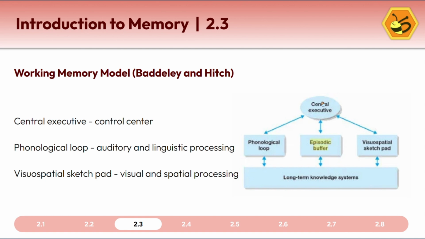Those are the only three parts of the working memory model that you really need to know, but the episodic buffer basically combines all the information coming from your long-term knowledge and your phonological loop and your visual spatial sketchpad, and it gives that back to the central executive so that it can work.